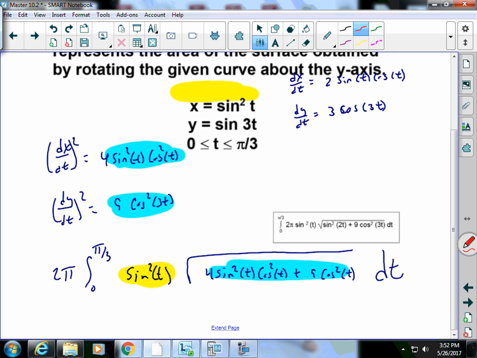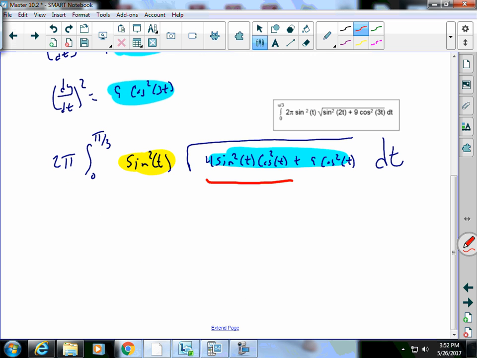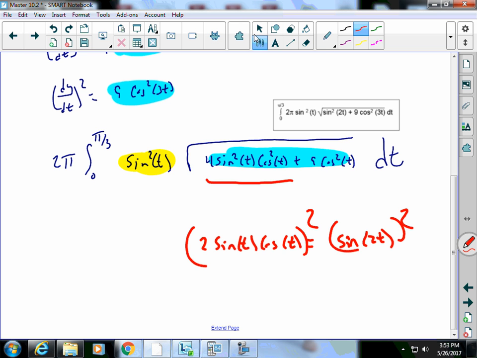This is really quick. This part here. Remember, 2 sine t cosine t is equal to sine 2t. So if I double everything, square that, that's where they get the sine squared 2t. That's where this comes from. It's the same thing, just a different form.